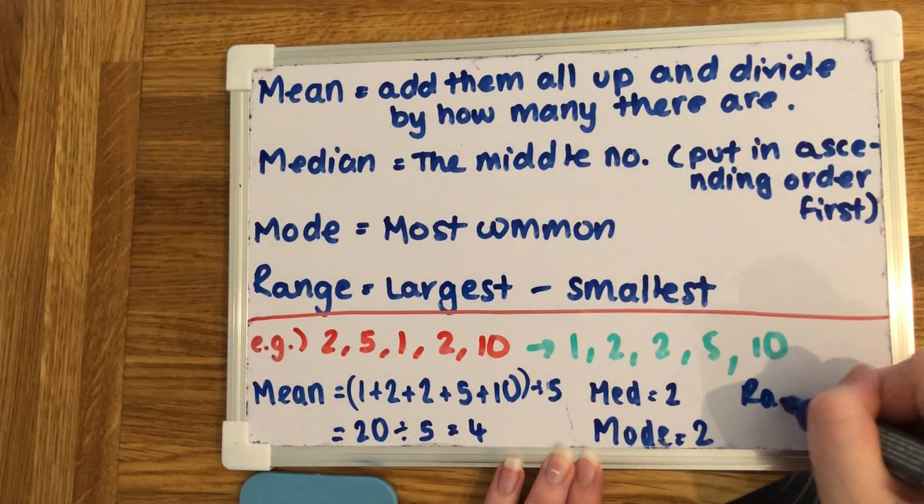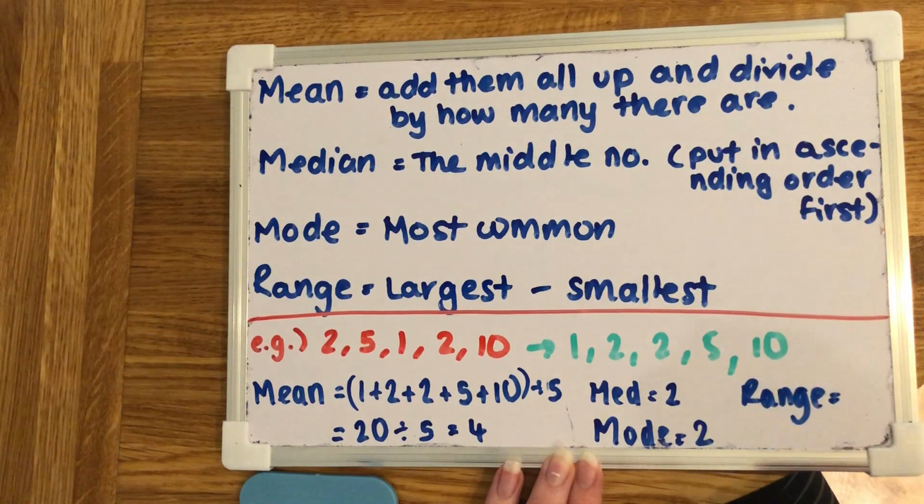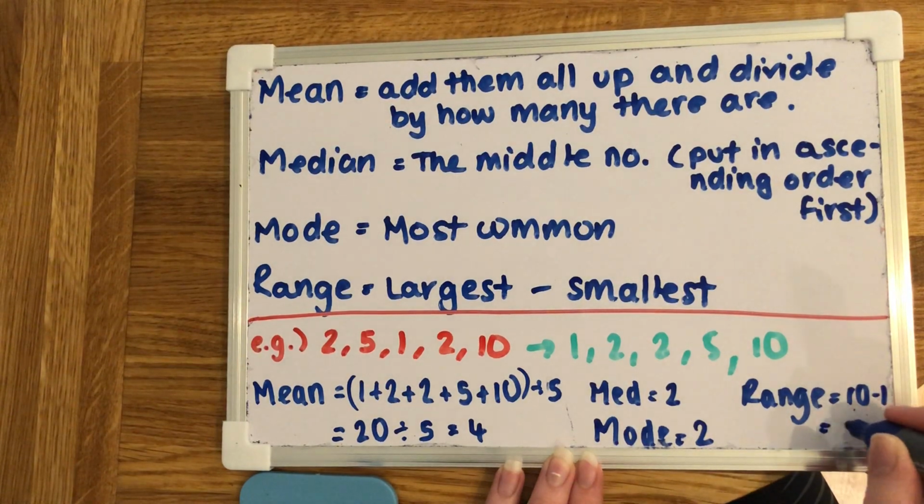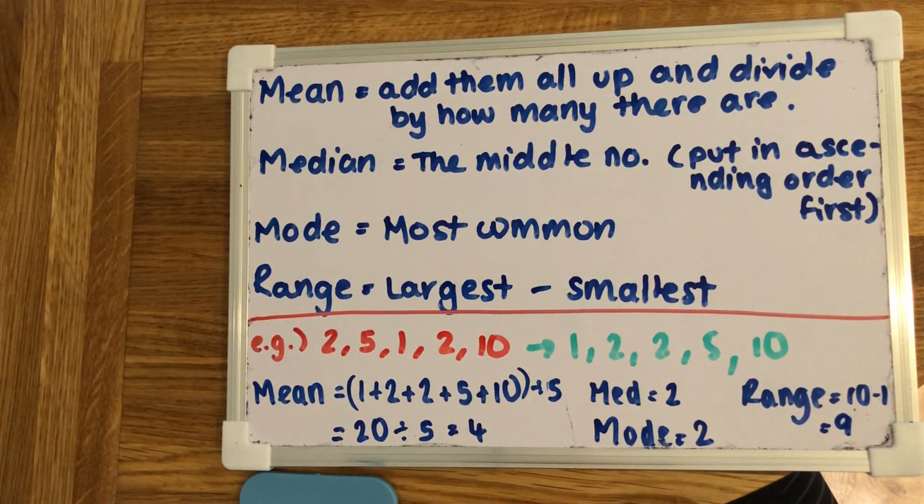And then finally the range. We do the largest, which is 10. Subtract the smallest, which is 1. 10 take away 1 is 9. So we've got a mean of 4, median of 2, a mode of 2 and a range of 9.